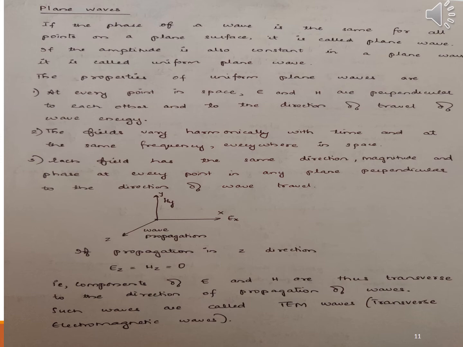What is happening in the z direction? As a result of the interaction between E and H, the wave is propagating in the z direction, but directly there is no component of E along the z direction, and there is no component of H along the z direction. Components of E and H will always be transverse to the direction of propagation of the waves. So such waves are also referred to as TEM waves, transverse electromagnetic waves. Plane waves or uniform plane waves are normally also referred to as transverse electromagnetic waves.